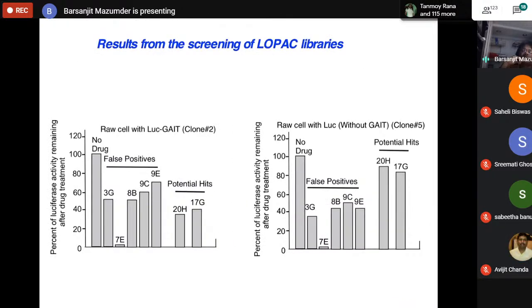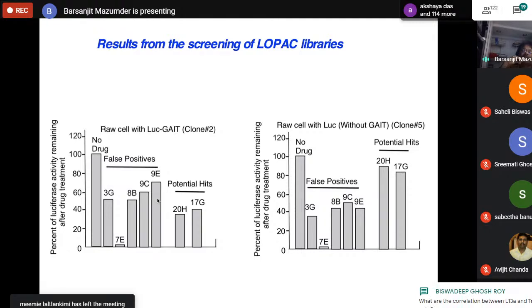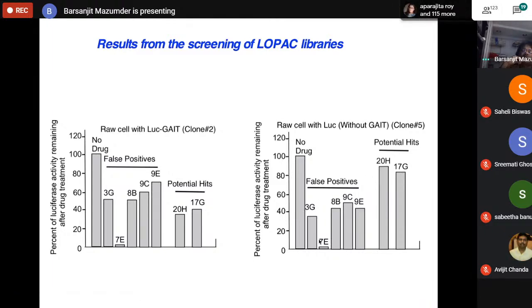So far we have screened LOPAC libraries, and you can see here how false positives are also important in drug discovery. And what is the importance of the control in drug discovery? All of a sudden we found these compounds that are inhibiting the translation. However, we should not get too excited, because even without the GAIT element, these compounds are also inhibiting. That means this inhibition is just the inhibition of the luciferase. This is not mediated by GAIT element. So we are not interested.